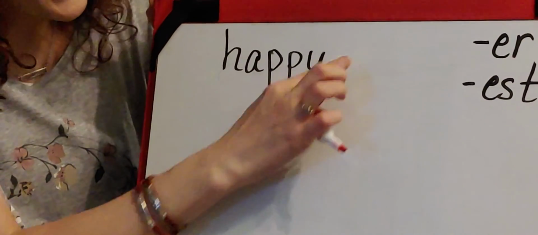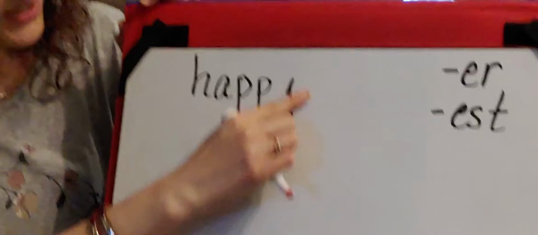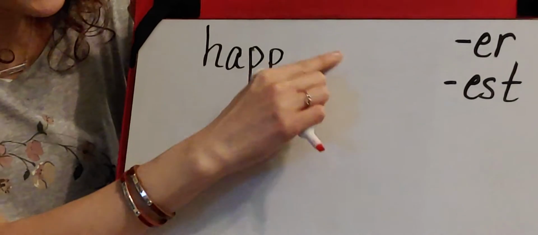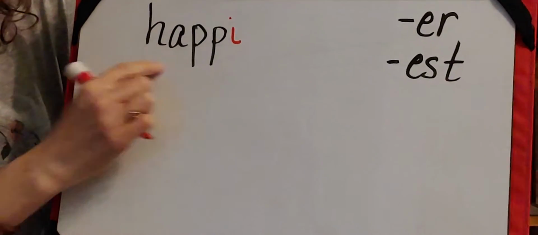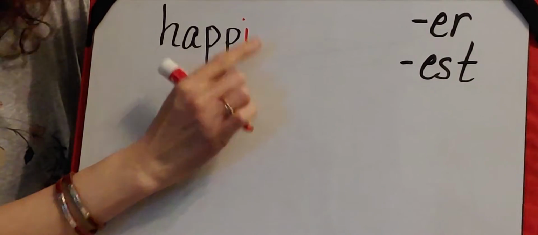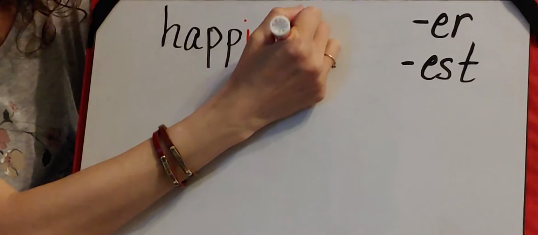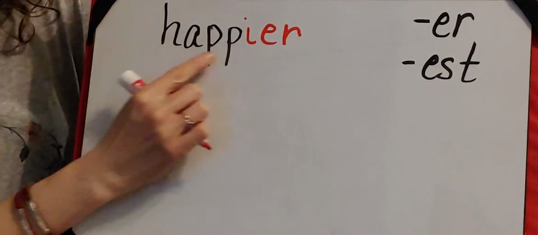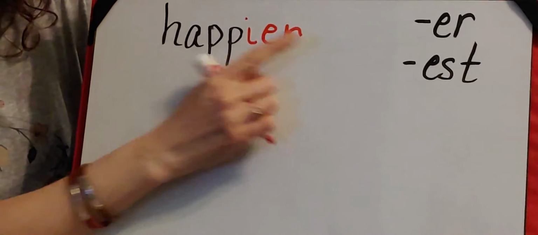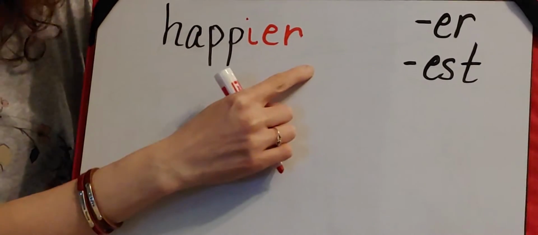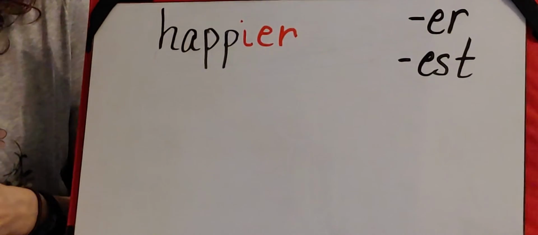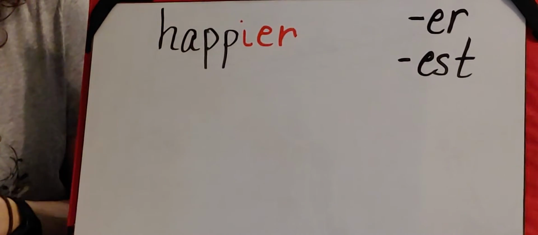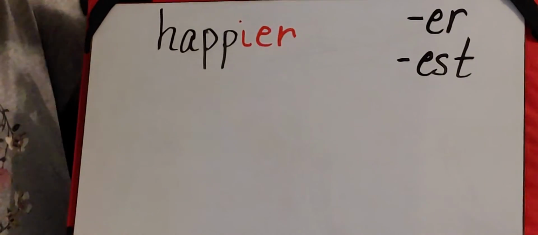So whenever we have a word that ends with a Y, we're going to take that Y and we're going to change it to an I. So it's happy with an I, and then we're going to add ER to the ending. Happy with an I, and then ER. Now it says happier. Okay? We do the same thing if we want to add EST to the ending.